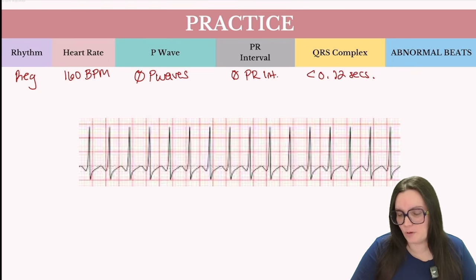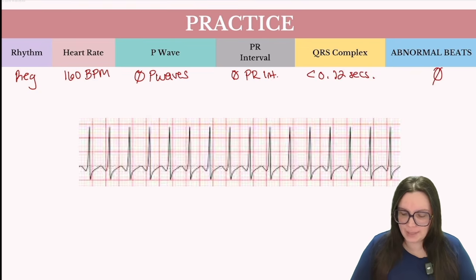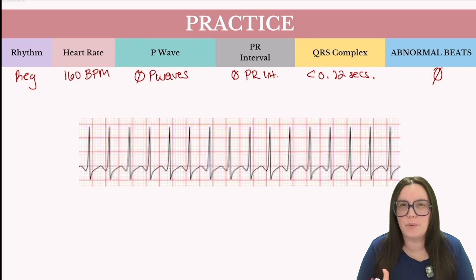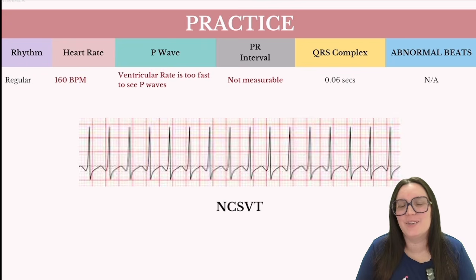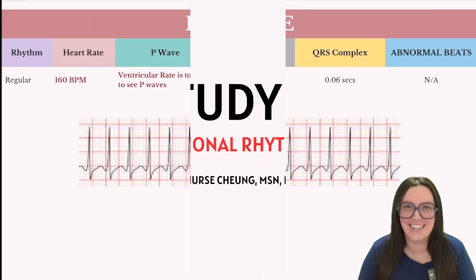And do we have any abnormal beats? Absolutely not. I don't see any premature beats. I don't see anything that would be abnormal. So what kind of rhythm do we have here? You are absolutely correct. The correct rhythm is a narrow complex supraventricular tachycardia.